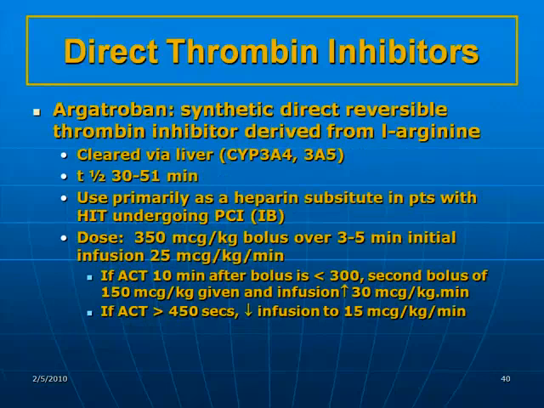Argatroban, also a synthetic direct thrombin inhibitor. It is reversible. Cleared predominantly through the liver, so you don't have to worry about renal dysfunction. You don't have to make dose adjustments. It's been used in PCI. It's actually a class 1B recommendation for patients with a history of HIT.